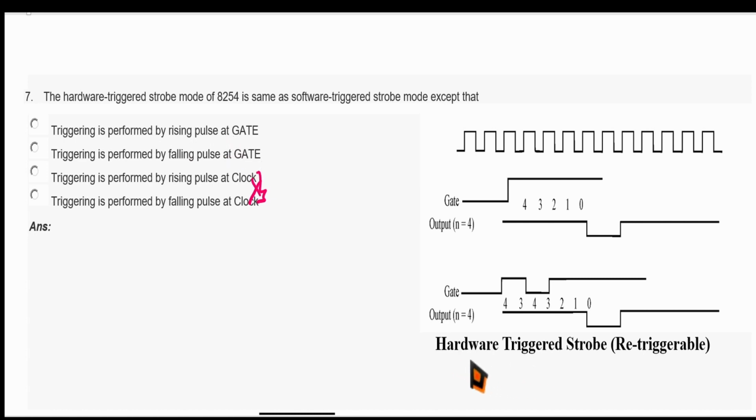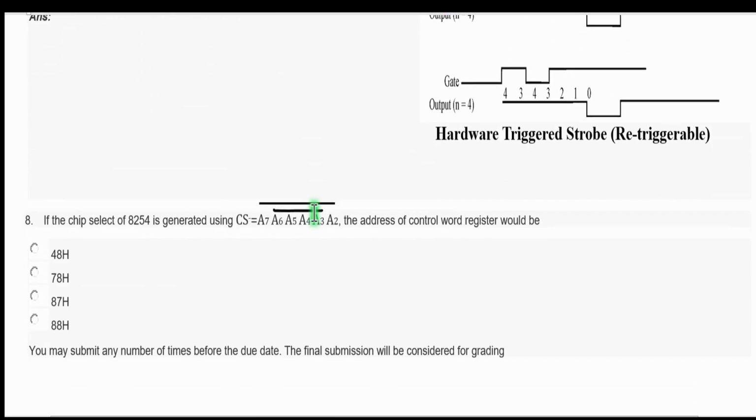So this is hardware triggered strobe waveforms. Here, the gate signal is used for triggering. So when it goes from low to high, the output is decrementing the count, and at the end it is producing a strobe signal. So triggering is performed by rising pulse. Rising pulse means from low to high. So this is correct. Let us see the next one.